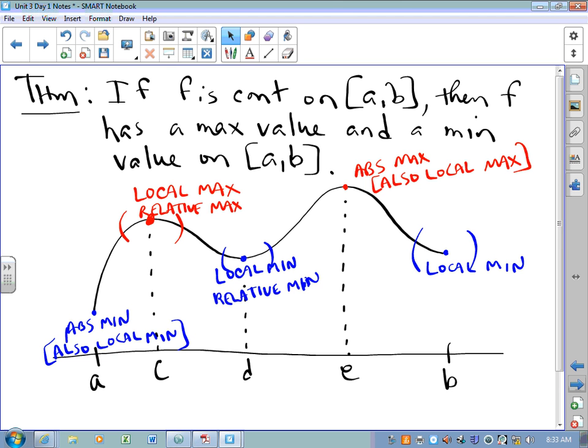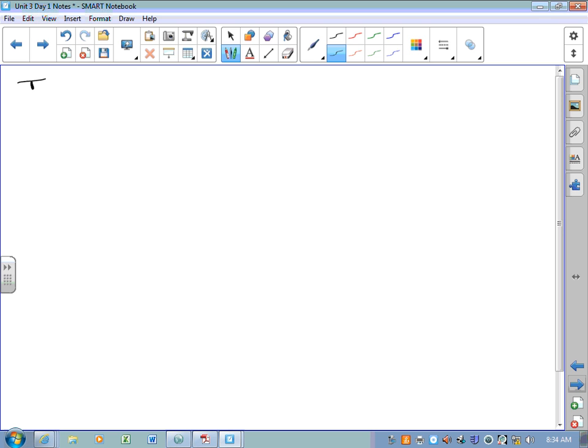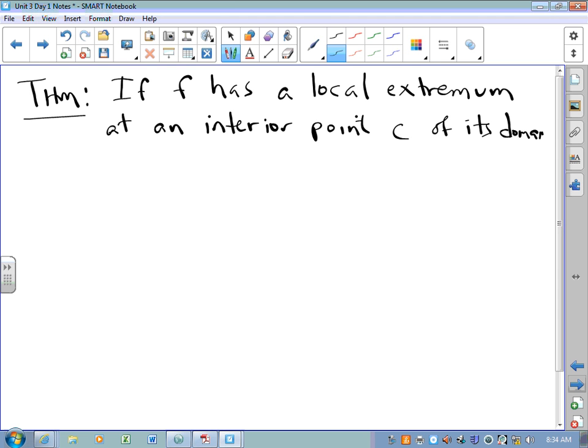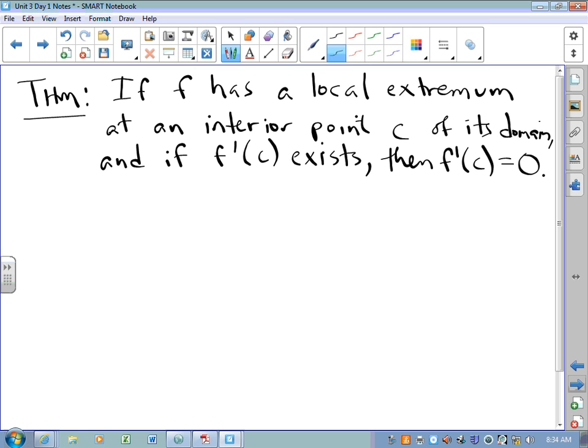So here's the thing. What do you notice about the tangent line here, and the tangent line here, and the tangent line here? Right. Those tangent lines are all flat. So, theorem. If f has a local extremum, either a max or a min, at an interior point, call it C, of its domain, and if f prime of C exists, then f prime of C is 0. If you can draw a tangent line at a max or a min, if you can draw one, it's flat.